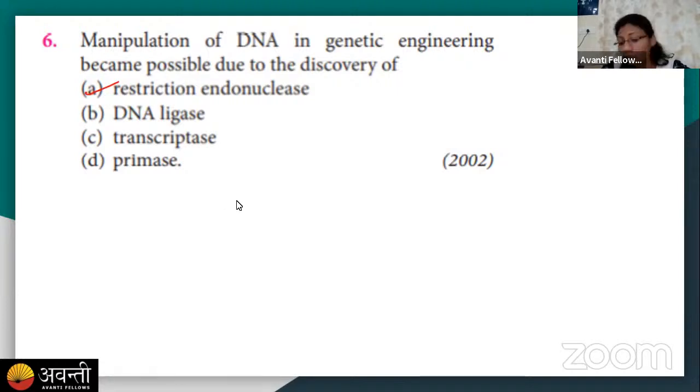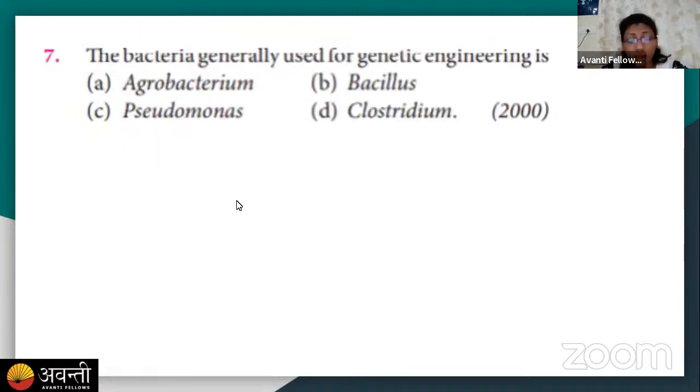Now we are moving towards our next question, question number 7. The bacteria generally used for genetic engineering is option A, Agrobacterium, option B, Bacillus, option C, Pseudomonas, and option D, Clostridium. You have to give your answer in the chat box or in a poll which we have launched. You have to find out the name of the bacteria used for genetic engineering.